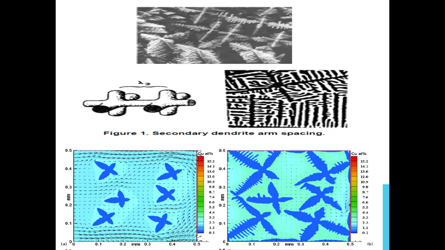Figure 1, secondary dendrite arm spacing. Copper percent and nickel percent in the structure show that segregation can occur in copper-nickel alloys. There is an area rich in copper and another area poor in copper, an area rich in nickel and another area poor in nickel. Segregation can occur in copper-nickel alloys.